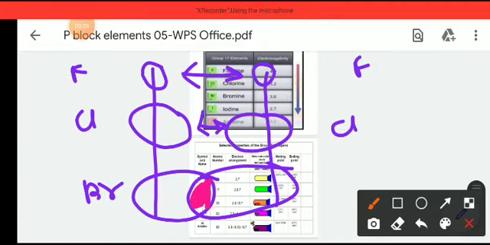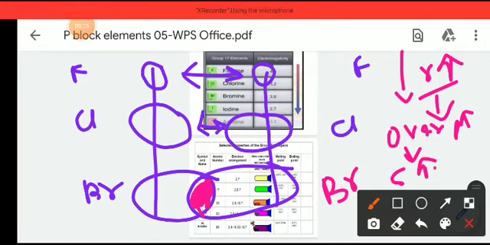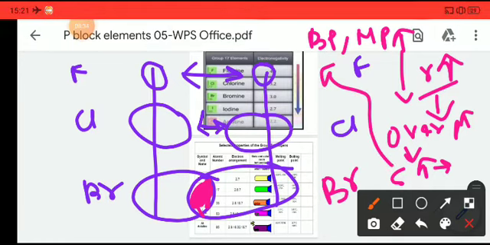As this graphical picture shows, when we go down the group, the radius increases. As the radius increases, the overlap also increases. As the overlap increases, the stability increases. Due to the increase in stability, the boiling point and melting point increase. In case of fluorine there is no overlap, but in case of bromine and iodine, there is overlap.